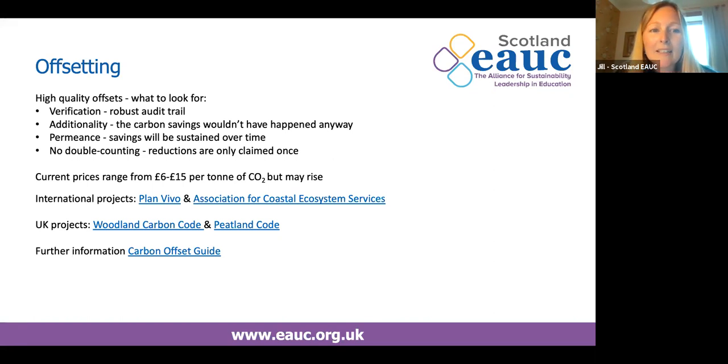So current prices range from £6 to £15 per tonne of carbon dioxide, but obviously that may rise in the future. International projects tend to be cheaper and have better social benefits.